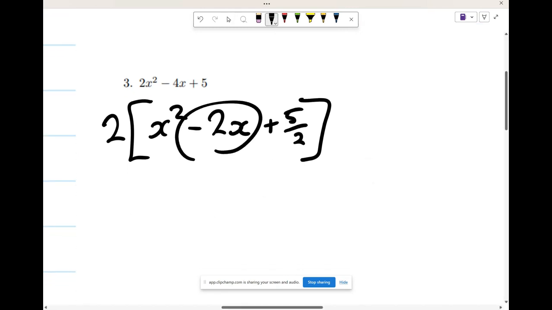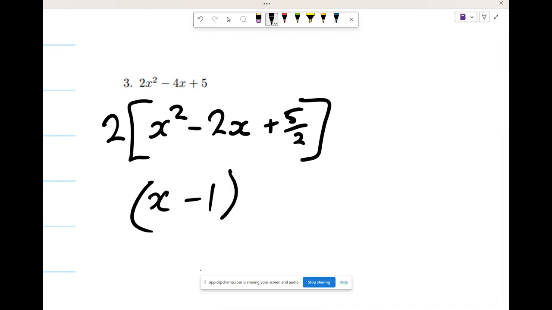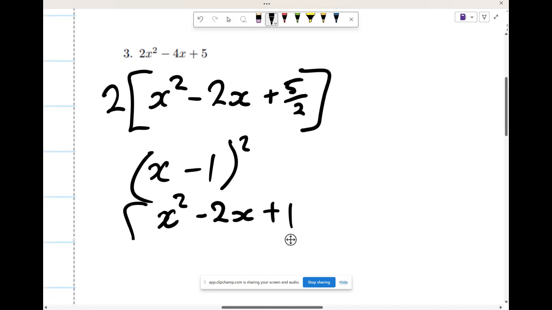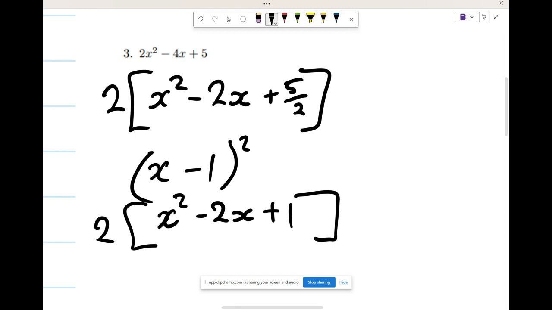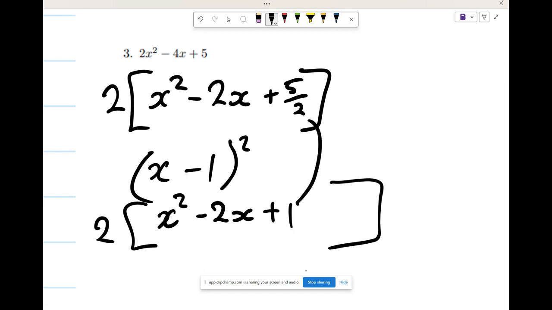All we have to do is take this middle one, divide by 2. That's going to be minus 1. Stick your x there. Square it. x squared, minus 1 times x is minus x, times 2 is minus 2x. Then we're going to square minus 1, which is just plus 1. And all this is still with our big 2. And how are we going to get from 1 to 5 over 2? Well, we're going to add 3 over 2.